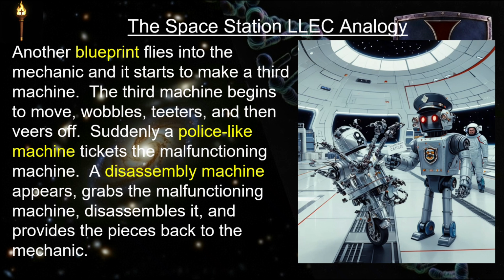Another blueprint flies into the mechanic and starts to make a third machine. The third machine begins to move, wobbles, teeters, and then veers off. Suddenly, a police-like machine tickets the malfunctioning machine. A disassembly machine appears, grabs the malfunctioning machine, disassembles it, and provides the pieces back to the mechanic. Here we have an instance of recycling, where this police machine sees something that is broken. It tags it so the disassembly machine will disassemble it and then reuse those parts.